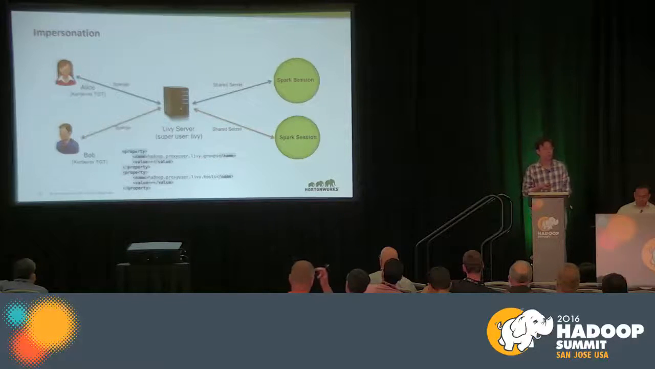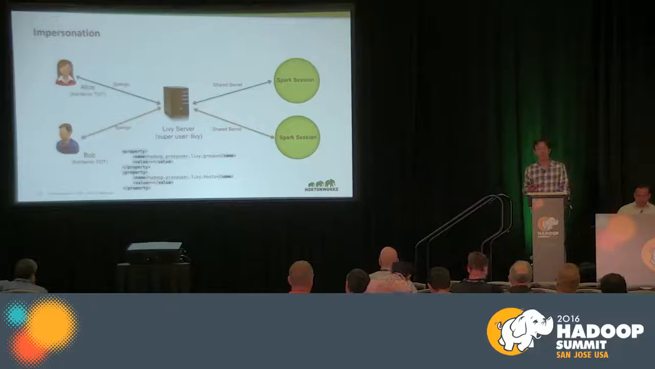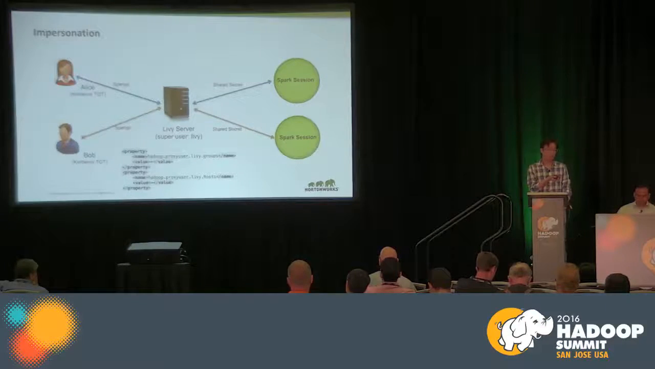But when we enable impersonation, every Spark session runs as the user of the client. That means the first session runs as the user Alice. The second session runs as Bob.